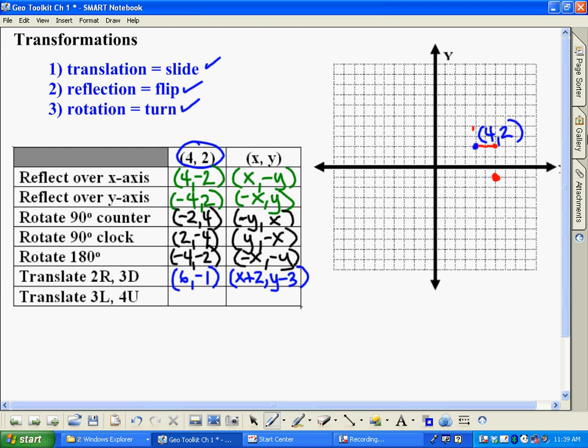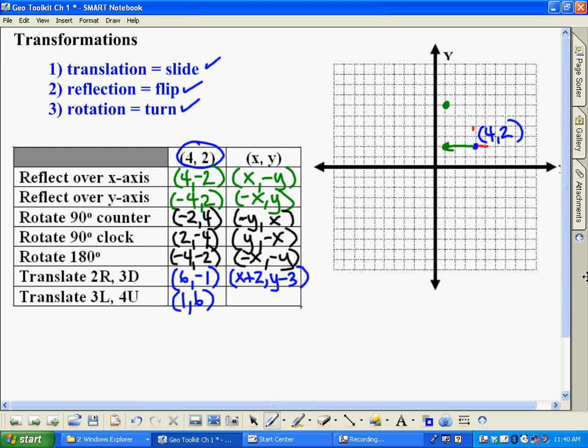Now if we went a different way here, what if we went to the left instead of to the right? So I'm going to do that there. So I'm going to go left 3. So that's 1, 2, 3. So here's our left 3 to right here. And then we're going to go up 4. 1, 2, 3, 4. And the coordinates of this would be 1, 6. So I'm going to write that right here.